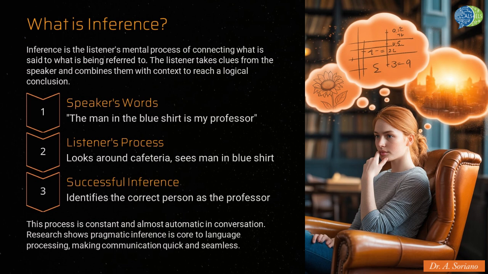Let's go back to the cafeteria example to see this process. Speaker's words, the man in the blue shirt is my professor. Listener's process, the listener actively looks around the cafeteria, combining the linguistic clue, man in the blue shirt, with the physical context. Successful inference, the listener successfully identifies the correct person as the professor. This process is constant, fast, and almost automatic in conversation. It's a core pragmatic inference that makes language processing quick and seamless. You don't realize you're doing this millions of times a day, but you are.